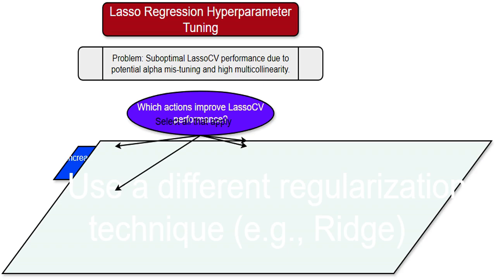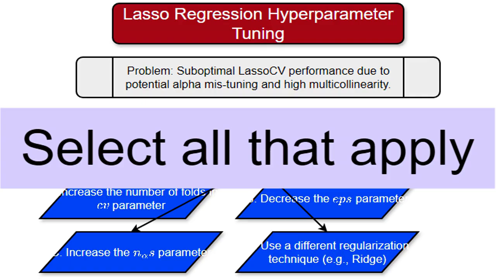I could consider using a different technique, like ridge regression. Ridge regression is another approach to handle correlated data, but it works differently than lasso, and switching is not guaranteed to be an improvement. It's an alternative and not a direct improvement to my current approach. I need to choose all options that will likely improve the model's performance given the current situation.